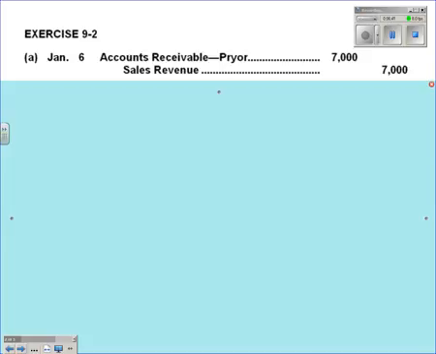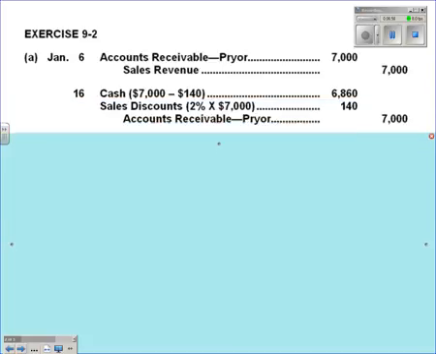On January 16th, Prior pays the amount due. Are we in our discount period timeline? Yes. So that wasn't anything too tough, was it? Do your answers check out? Okay. And that's really all for A, isn't it? Because there were no returns. What's going on in B?